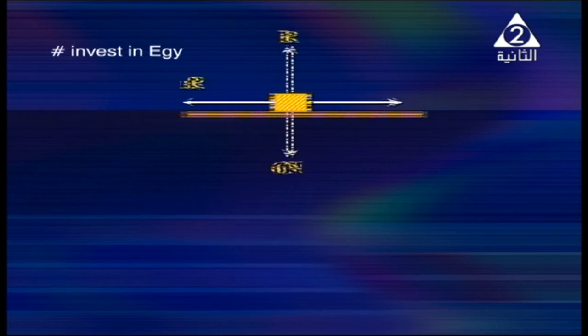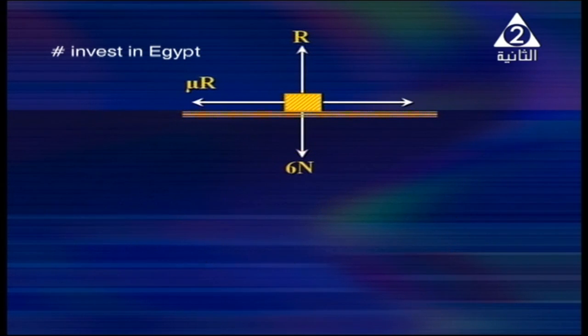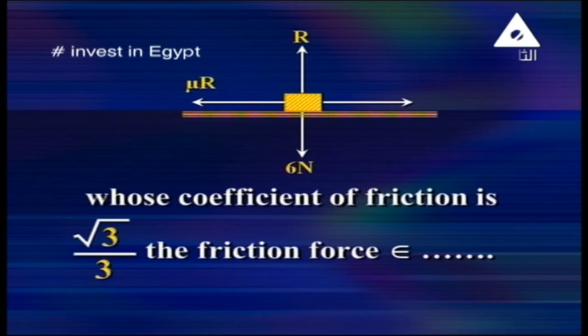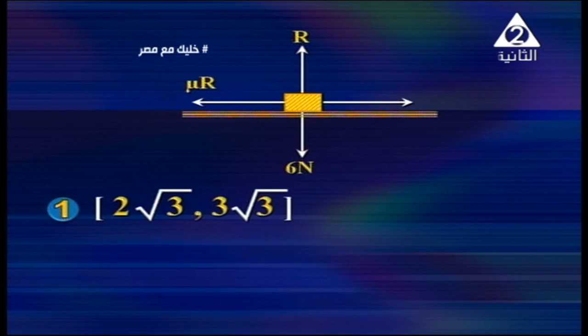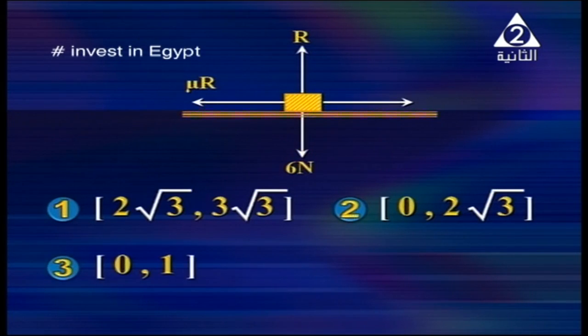Look, my dear student, a body of weight 6 Newtons is placed on a rough horizontal plane whose coefficient of friction equals √3/3. The friction force belongs to the interval: number 1, the closed interval 2√3, 3√3. Number 2, the closed interval 0, 2√3. Number 3, the closed interval 0, 1. Number 4, the closed interval 0, 3√3.